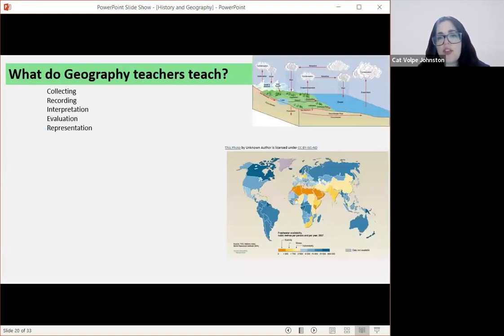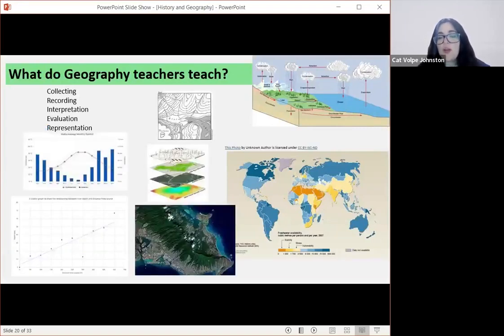So what do geography teachers teach? As I mentioned before, we are engaging students in a lot of different types of representations of data, understanding the data, interpreting it, and drawing conclusions about the data that they are presented.